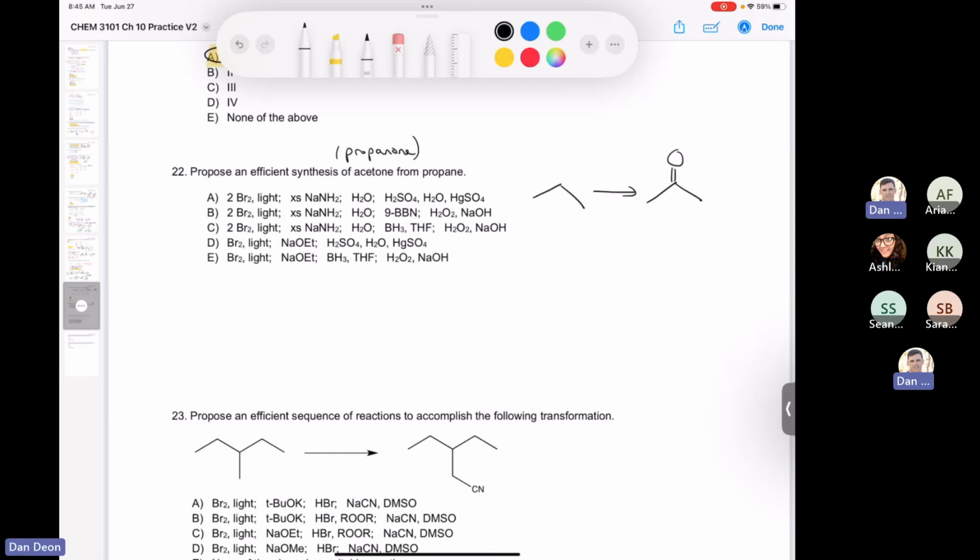Anyhow, let's take a look here. If we wanted to do a synthesis here, what's the only option that we have for the first step? The only thing that we could do is to add bromine and light, right? That's our only possibility here. Now, if we do that, that's going to install a bromine here.